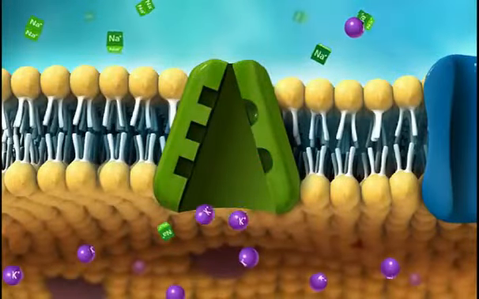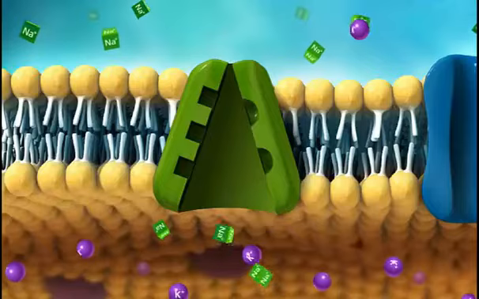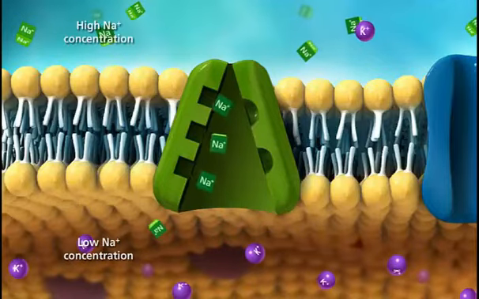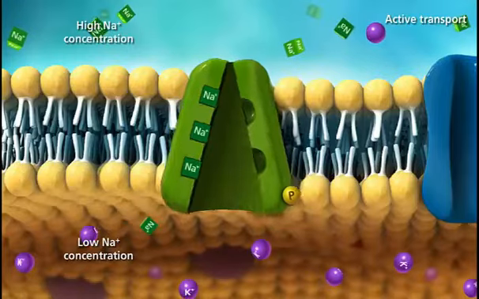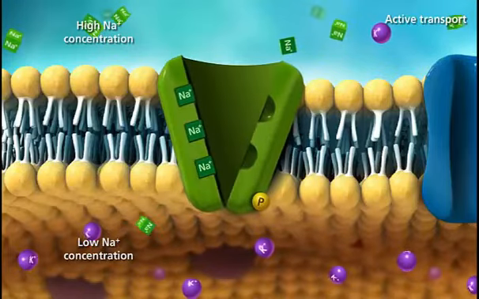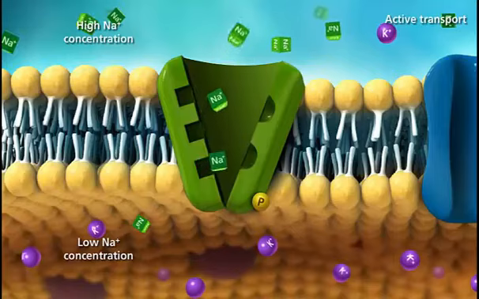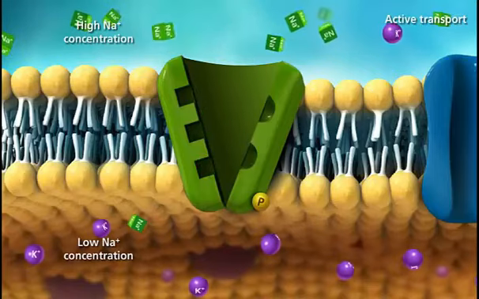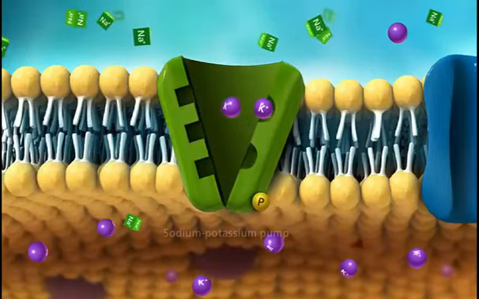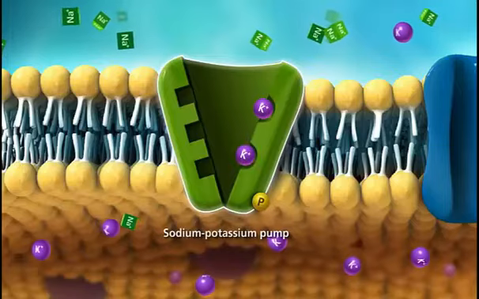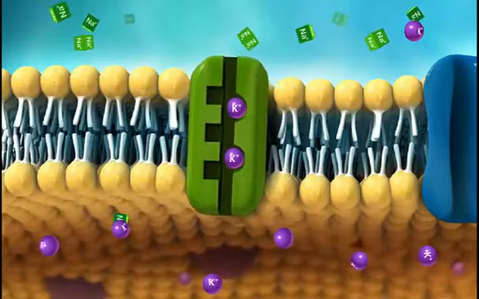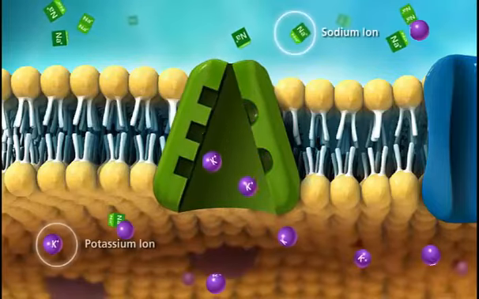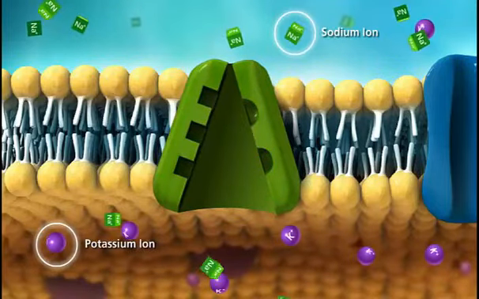When substances need to be driven against their concentration gradient from low to high concentrations, active transport is required. This process uses energy to move a substance across the membrane using selective protein carriers. The sodium-potassium pump is a specialized membrane protein carrier, common in most animal cells, that moves sodium and potassium ions across the plasma membrane.